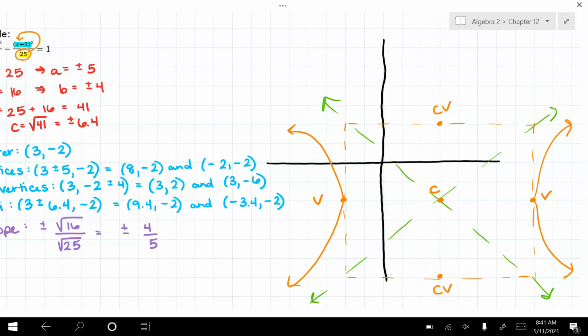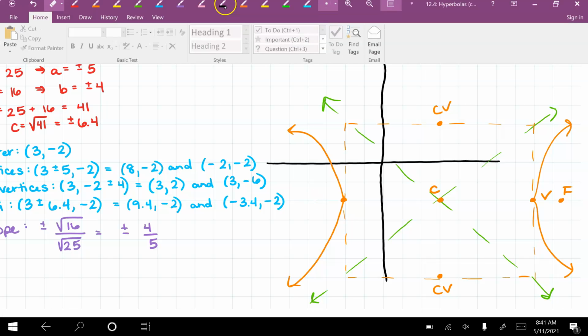And then my focus points are going to go a little bit beyond the vertices. So I have one at 9.4, almost 9.5, -2, and then -3.4, -2. So this is the focus point, and then over here is another one.